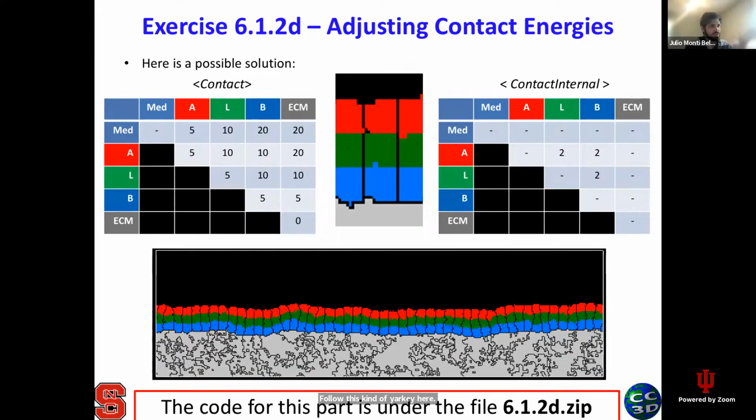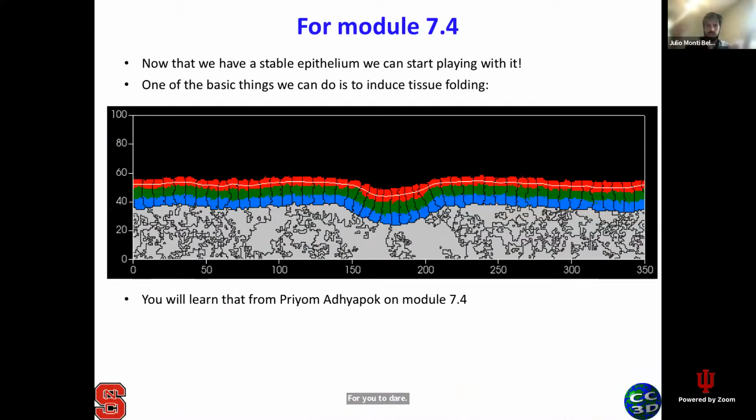But just to show an example, if I make this kind of choices, it also works, and you should get something that looks like this. And this code with this kind of implementation can be found in file 6.1.2D zip, and this is going to be the basis for you to then do the epithelial folding that you're going to learn in module 7.4.